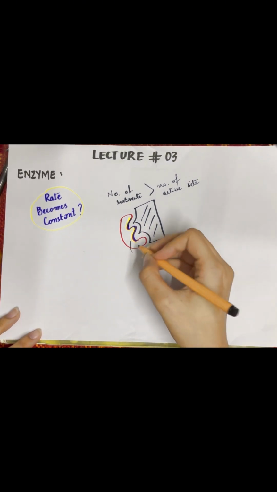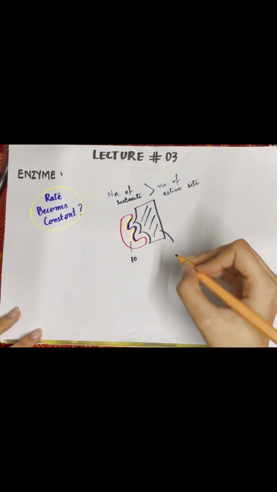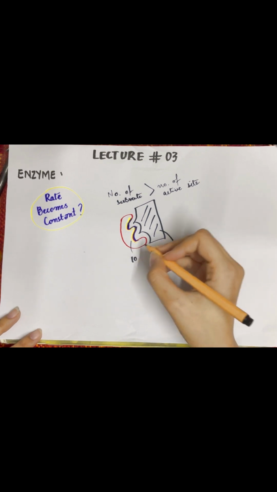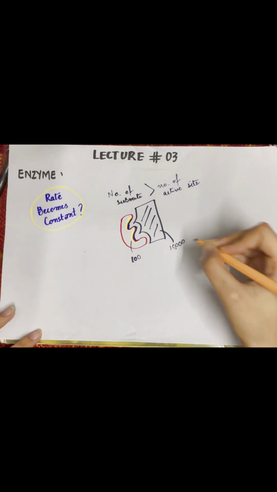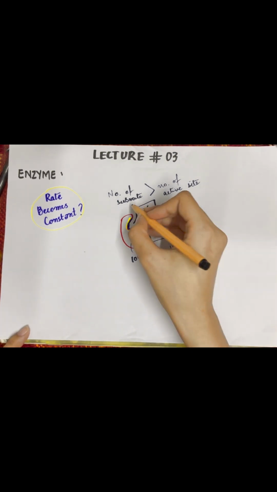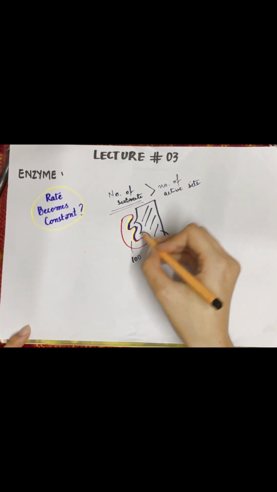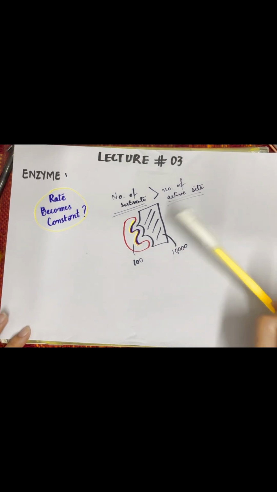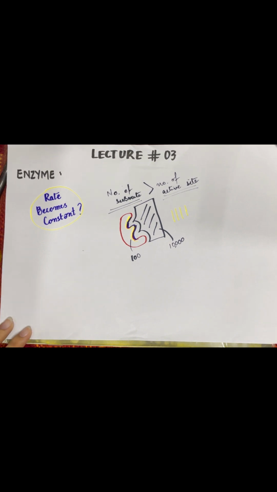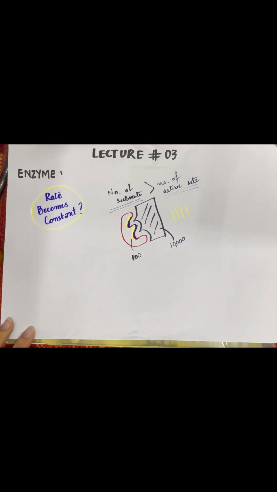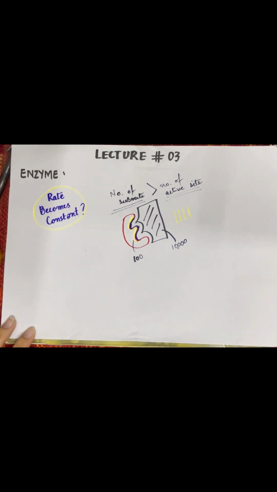For example, there are 10 active sites per se, and the substrates are 100, or the active sites are 100 and the substrates are, let's say, 10,000. Thus we say that when the number of substrates is greater than the number of active sites, the substrates start to line up in front of the active site in order to be attached to it. Then we say when the limiting factor becomes greater, the rate of the enzyme becomes constant and no further substrate can be attached to an active site of a certain enzyme.